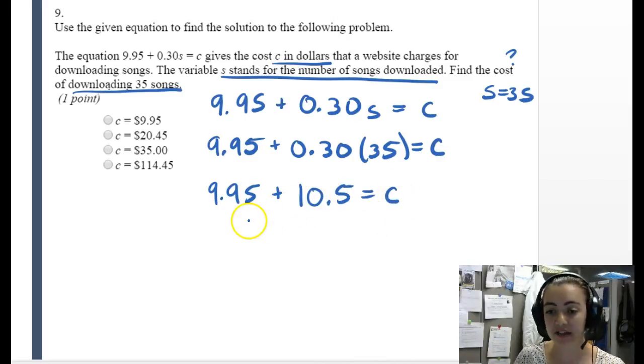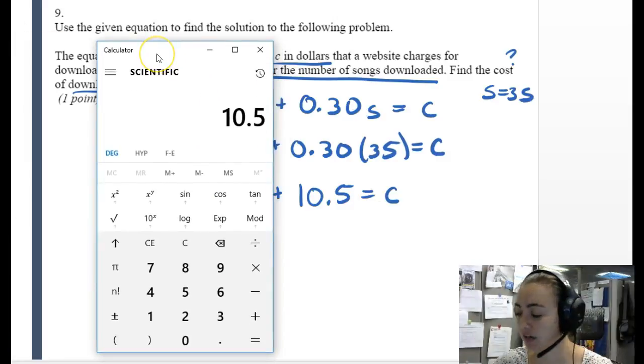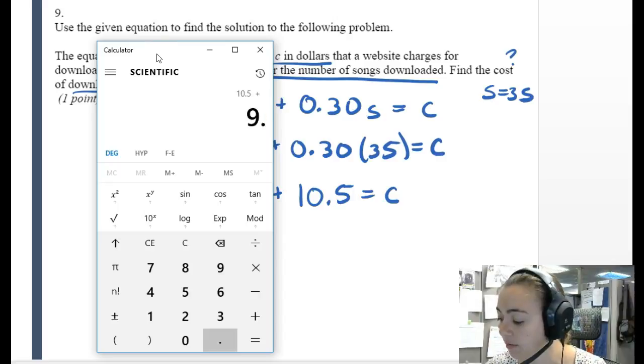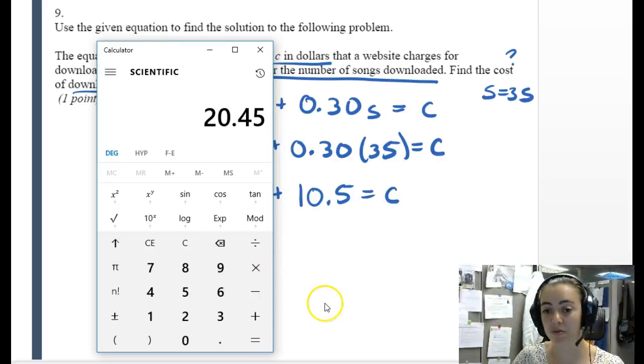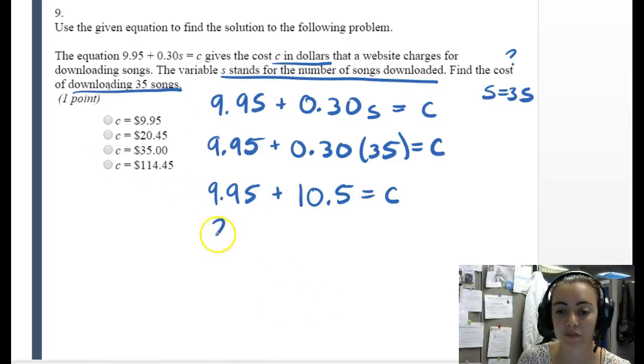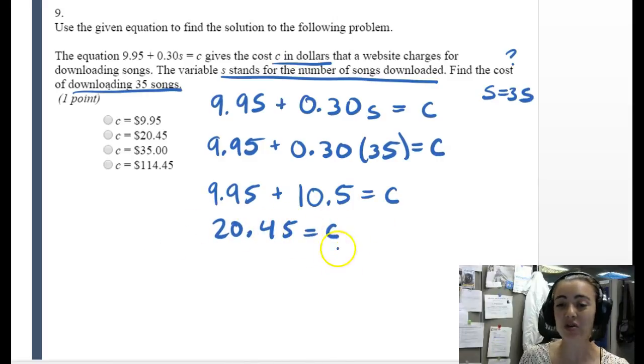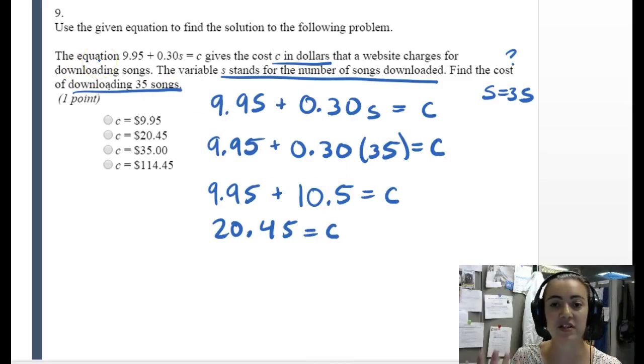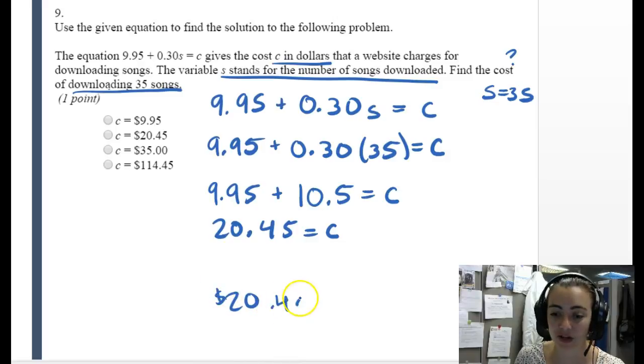Now we must add. Again, you can bring out your calculator and do 10.5 plus 9.95 and get 20.45. So that equals C. Now we know what that represents in the equation because, again, we're talking about the cost of downloading songs. So we know that this is $20.45, which is the second option.